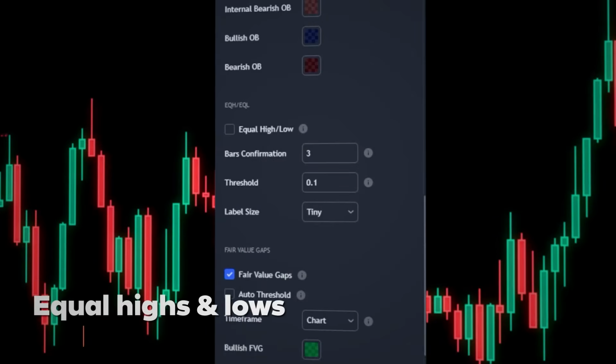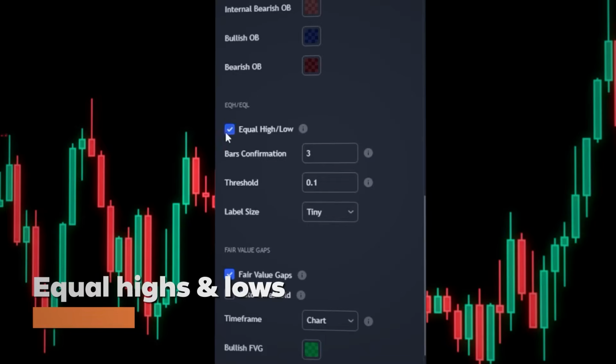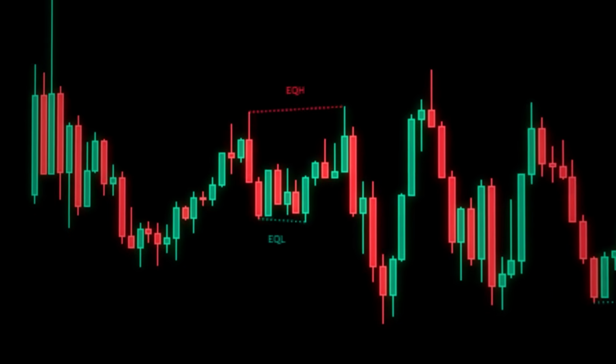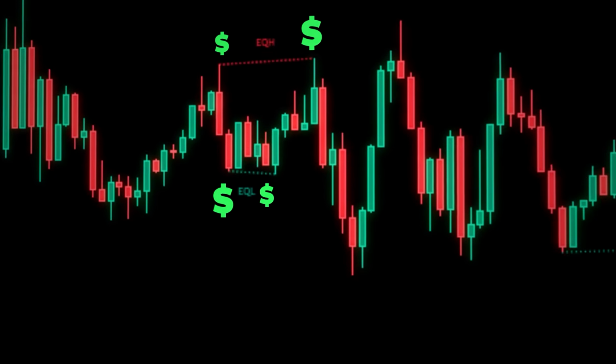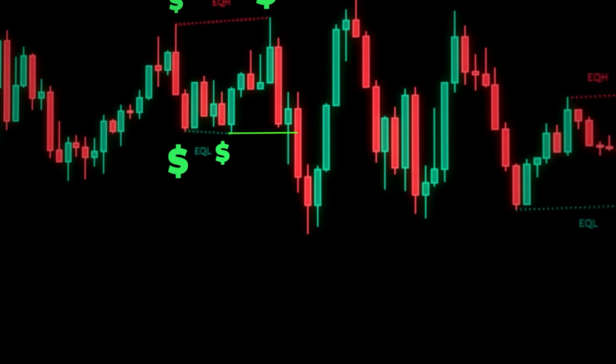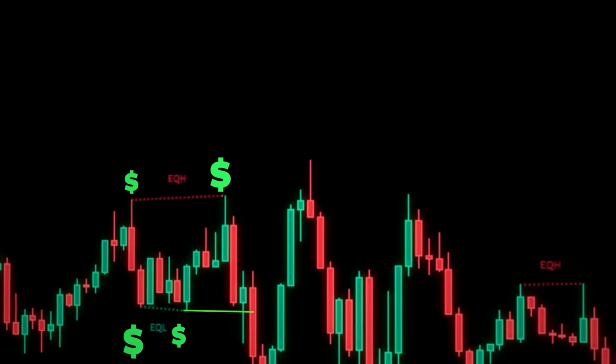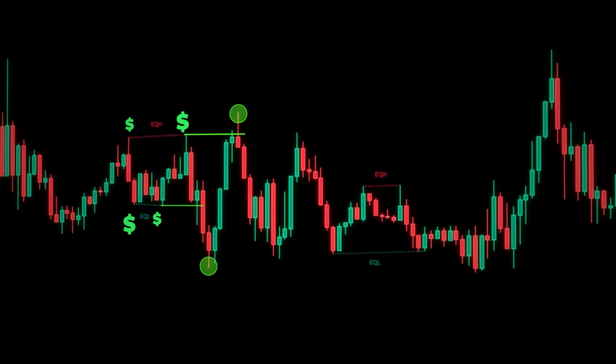Next on our list is equal highs and lows. Turning on this option in settings will show you areas of equal highs and equal lows. These are areas where liquidity is resting, meaning there's likely a large amount of stop losses located just above or below them. Whenever you see them, you can expect the market to take it out before a potential reversal occurs.